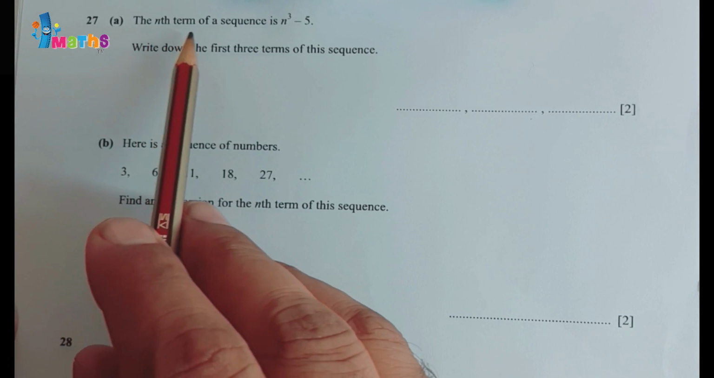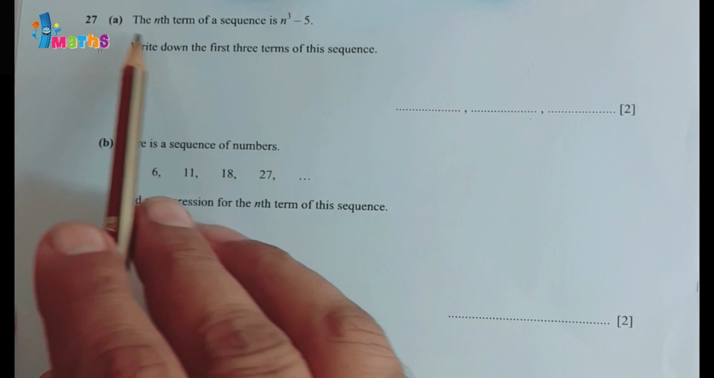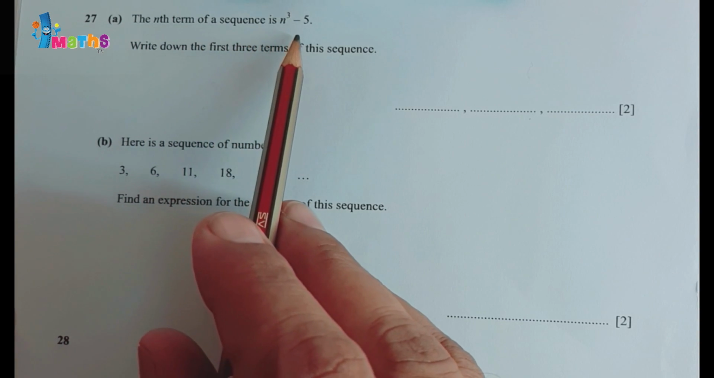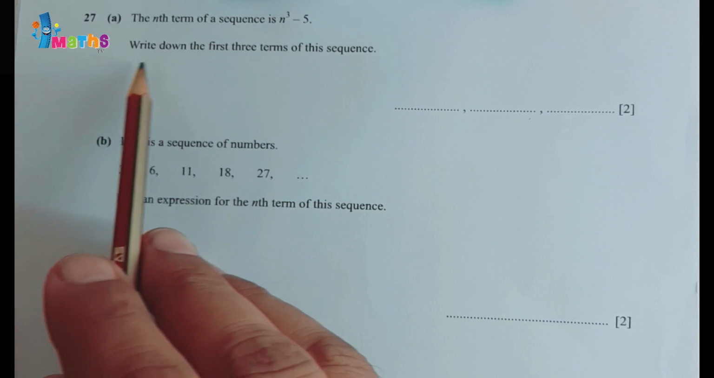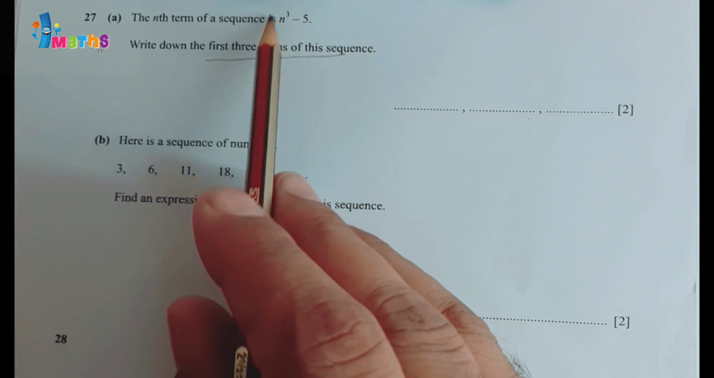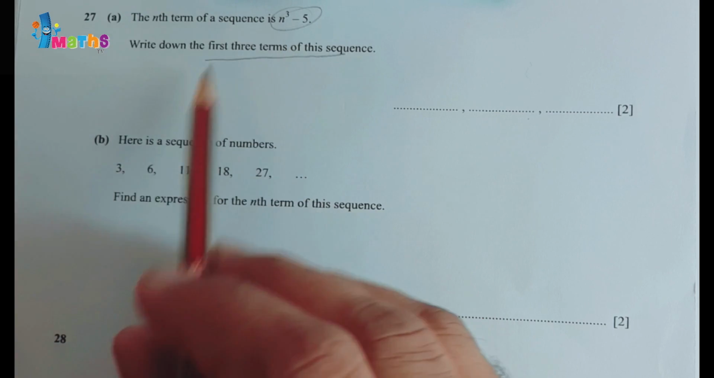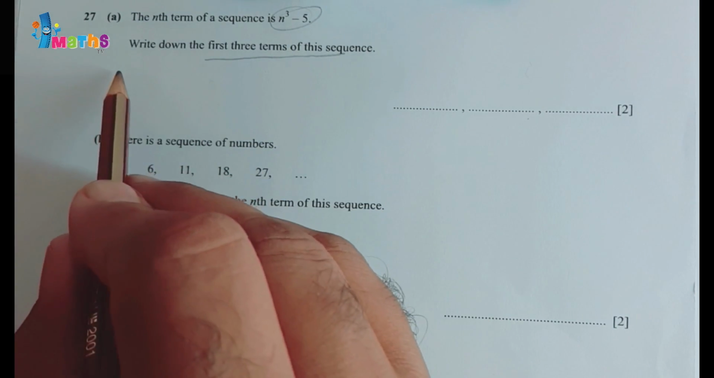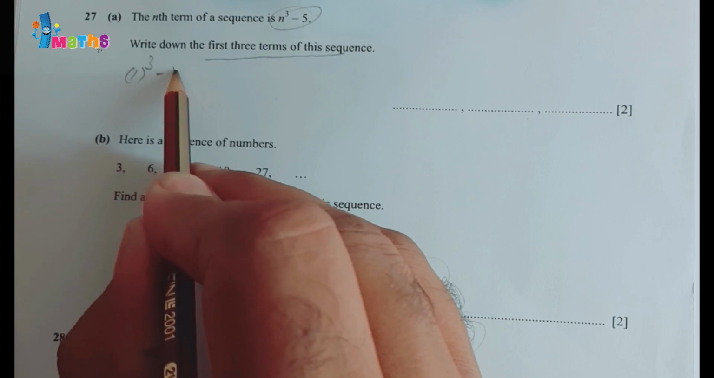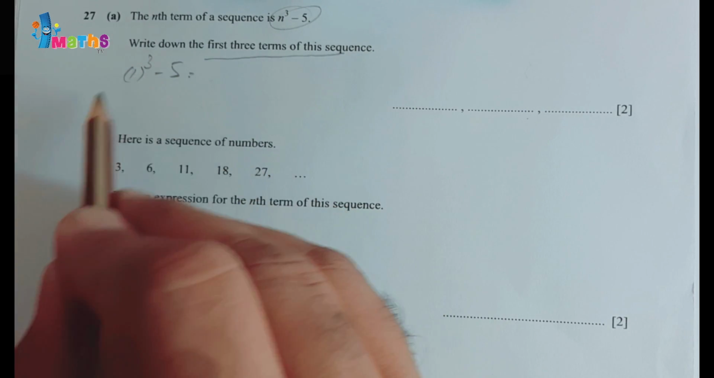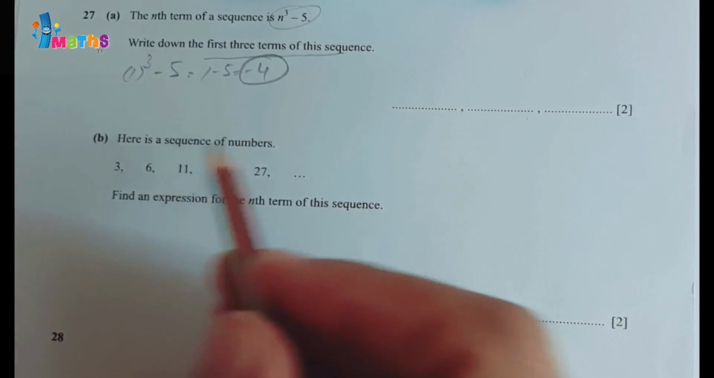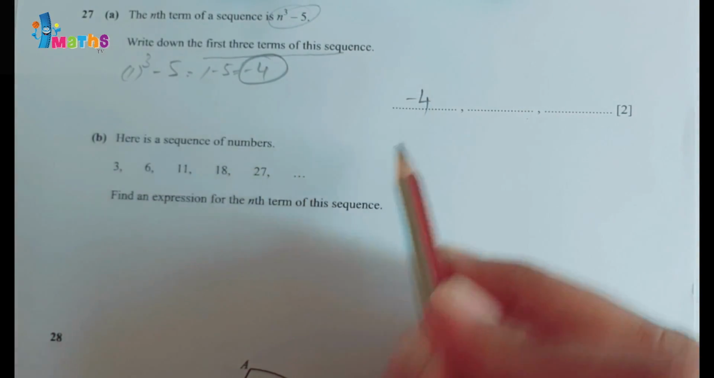The nth term of a sequence, question number 27. The nth term of a sequence is n cube minus 5. Write down the first three terms of the sequence. So we'll replace values in this one. We'll replace n is equal to 1. So 1 cube minus 5 will be equal to 1 minus 5, which is equal to minus 4. So our first term will be minus 4.